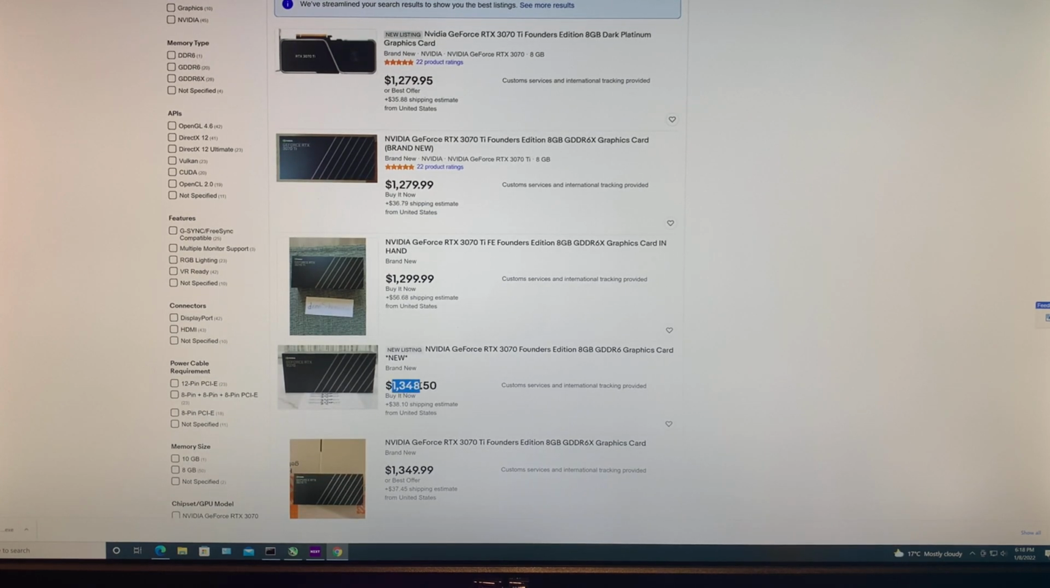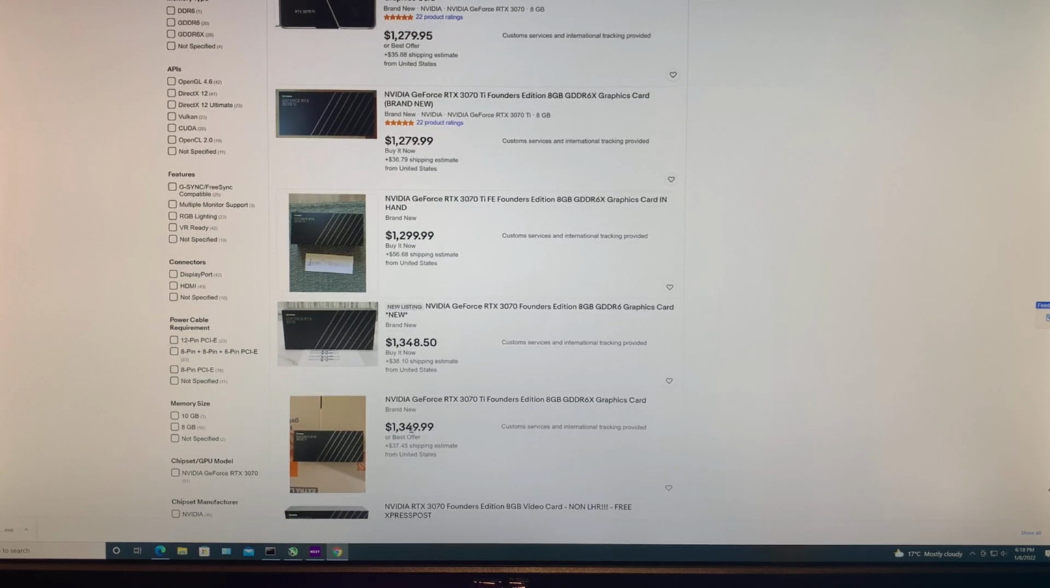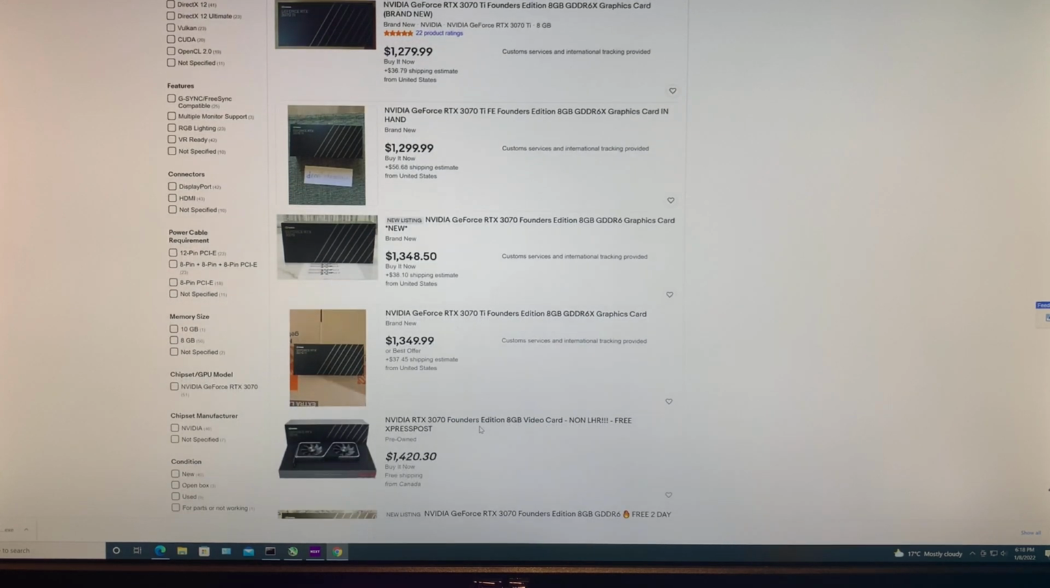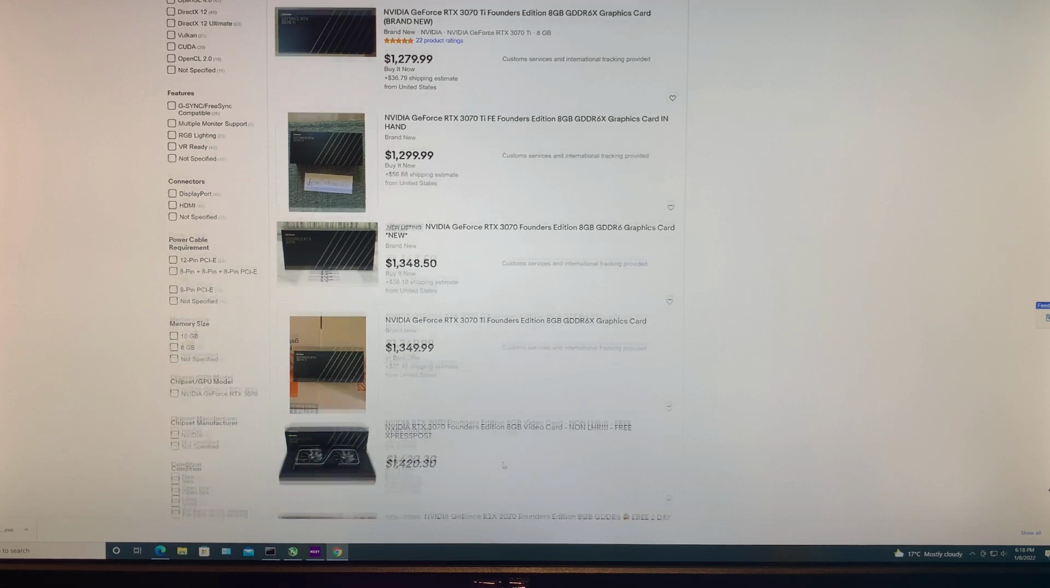It's $1,348. Buy it now with a $38 shipping fee. And these prices are in US dollars. And here's another one, $1,350. So that seems to be about the price you can pick them up for.